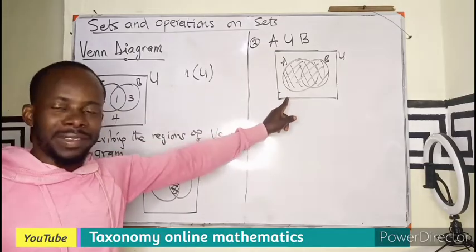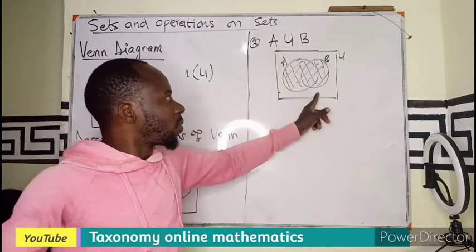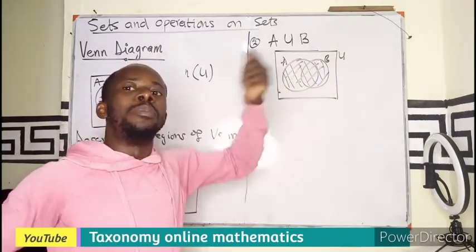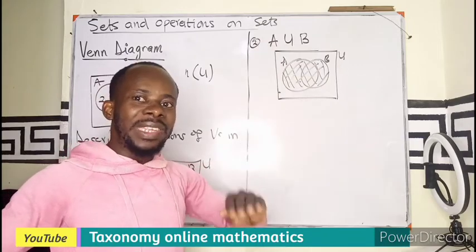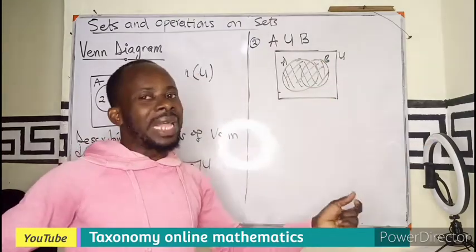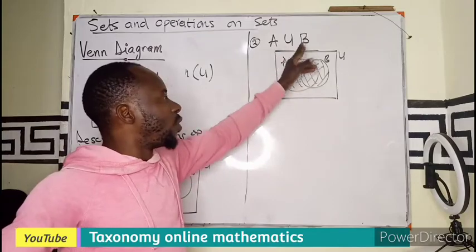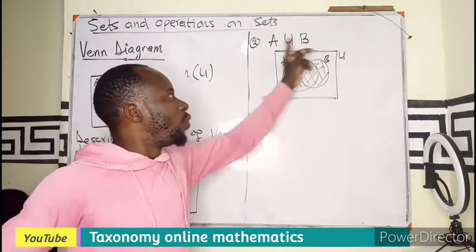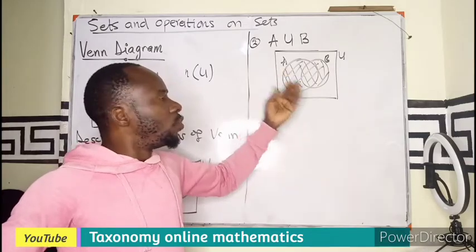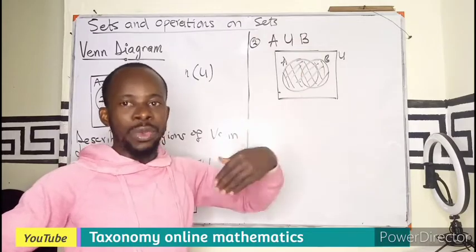And I'm sure in this, you can also tell that the region that is not shaded will be outside A and B. Therefore, it will be the complement. We know a complement of a set is the elements that are in the universal set but are not found in that given set. So as we are saying A union B is the shaded region, we can also take the unshaded region to be A union B complement, the region outside their union.